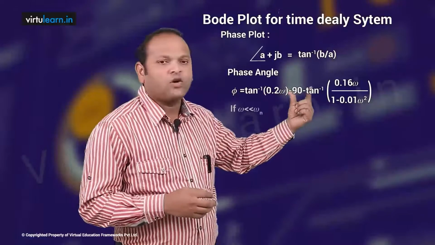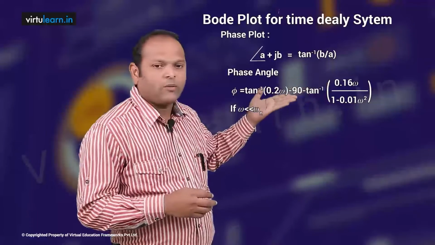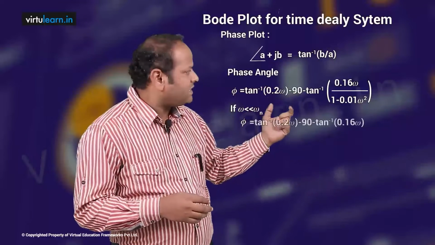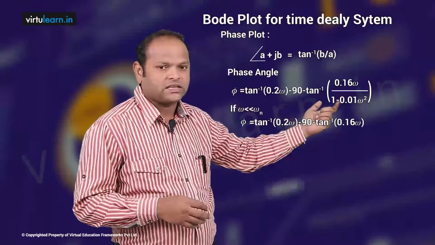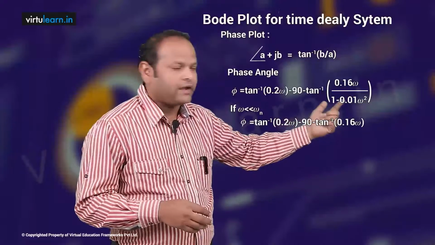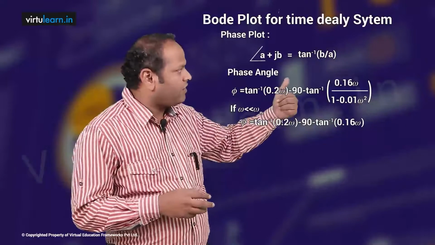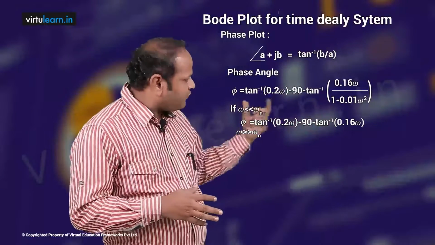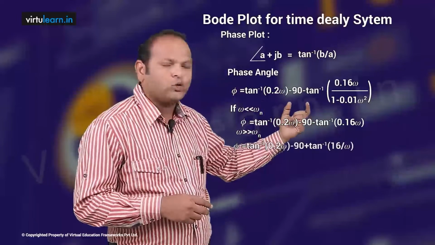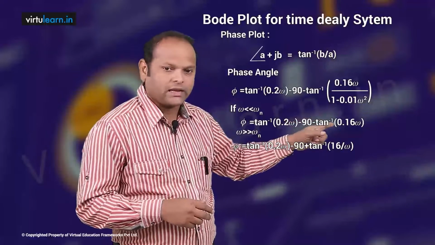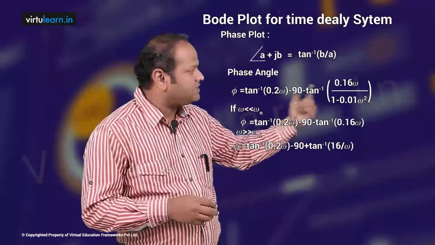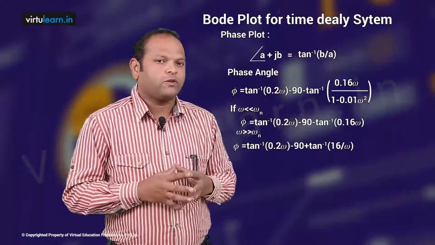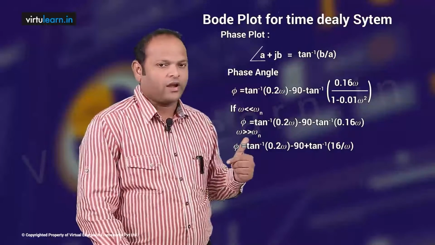When omega is less than omega n, I can use the formula phi is equal to plus tan inverse 0.2 omega, minus 90 as it is, and minus tan inverse of 0.16 omega, because I have omega value less than omega n. When omega is greater than omega n, the first two terms are as they are, tan inverse of 0.2 omega minus 90, then I will take plus tan inverse 16 by omega. When you do this, you will get approximate values of the phase angles for the corresponding omega values.